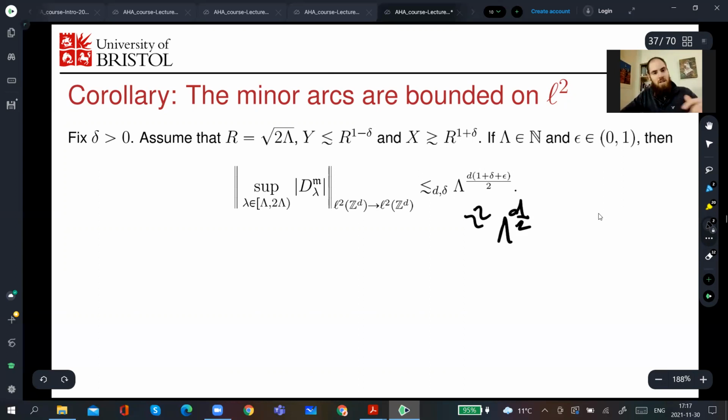Great. Any questions about that? Much like before in the first part, all the work is in Weil's inequality, and we just get to apply that as this nice big hammer, wham, that part is done. And more of the work is going to be in the major arcs.